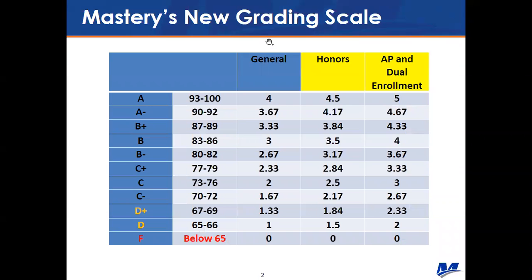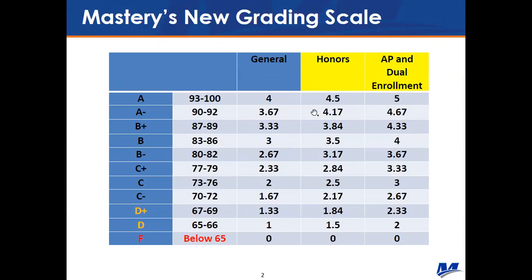The first thing that I introduced to you in class was Mastery's new grading scale. And from here, we saw what each of the letter grades corresponds to in terms of a number grade. And then we also talked through quality points. So what you see here under general, honors, and AP and dual enrollment is quality points associated with each of the letter and number grades to the left.